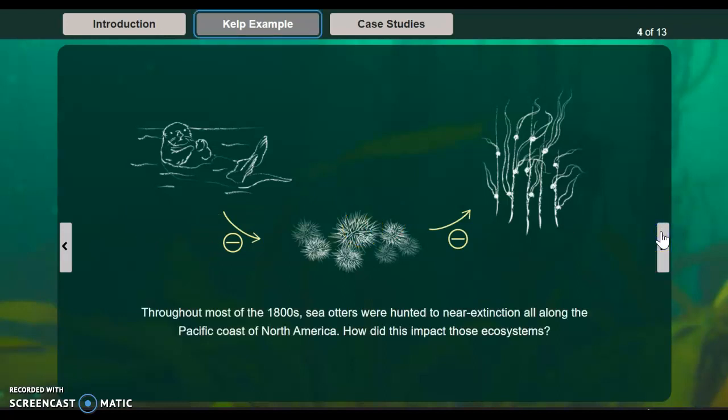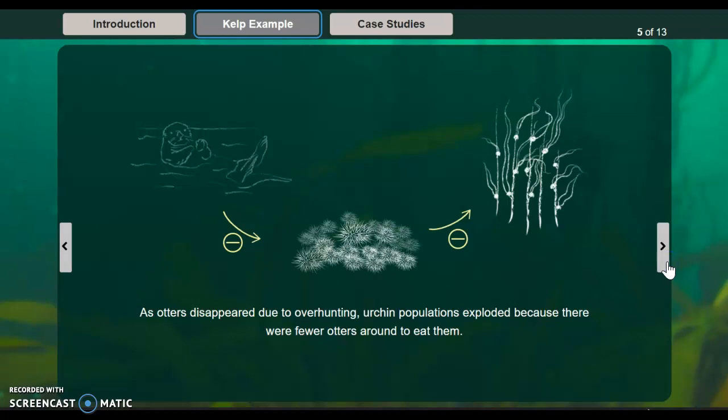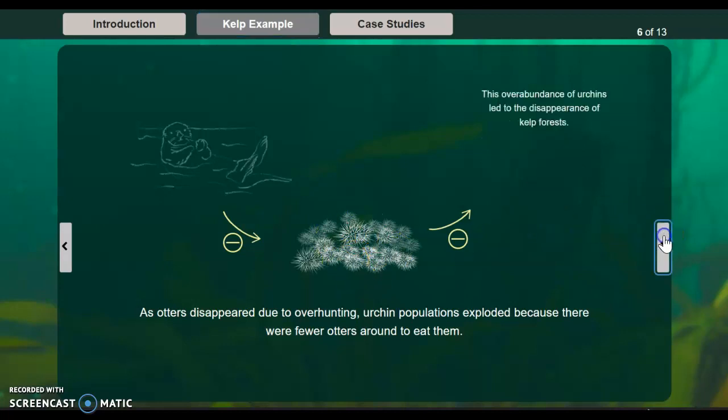So throughout the 1800s, the sea otters were hunted to near extinction along the Pacific coast of North America. So how did that impact these ecosystems? If you take away your secondary consumer, what's going to happen to your primary's population? As otters disappeared, the sea urchin population exploded. As that happened, it led to the disappearance of the kelp.